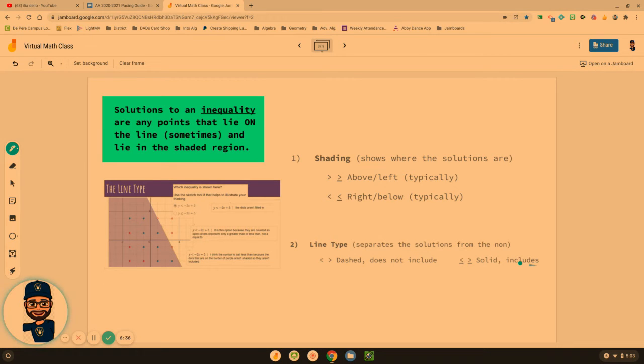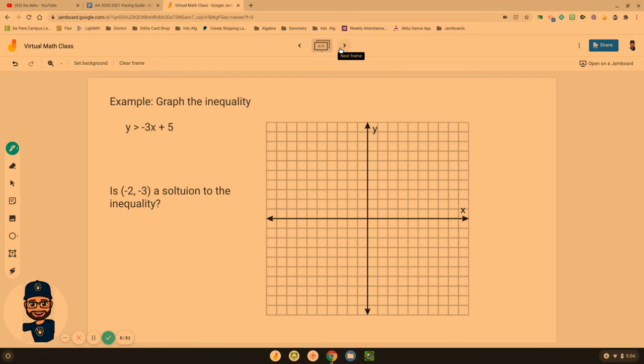Okay, so we have to think about what type of line to use and where to shade. That's what yesterday's Desmos was trying to help you figure out, by using different inequality signs to see how many dots you could get shaded in purple. But let's look at an example. Let's try and graph this inequality: y is greater than negative 3x plus 5.